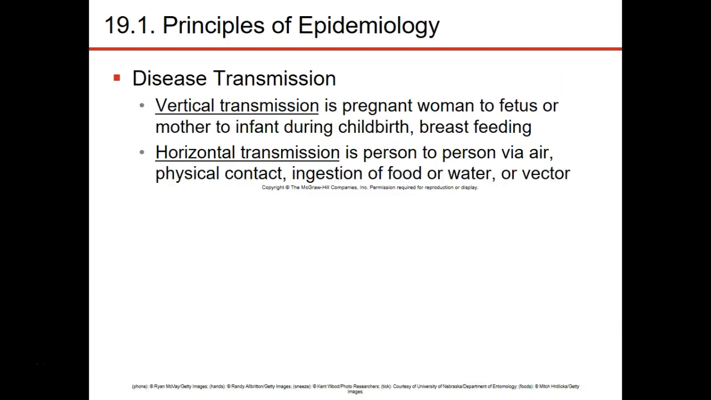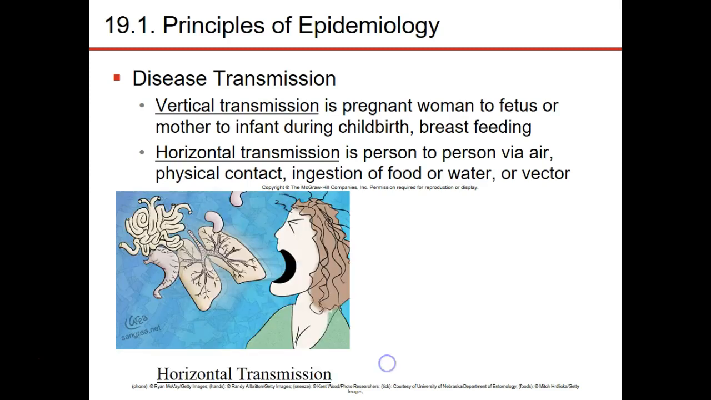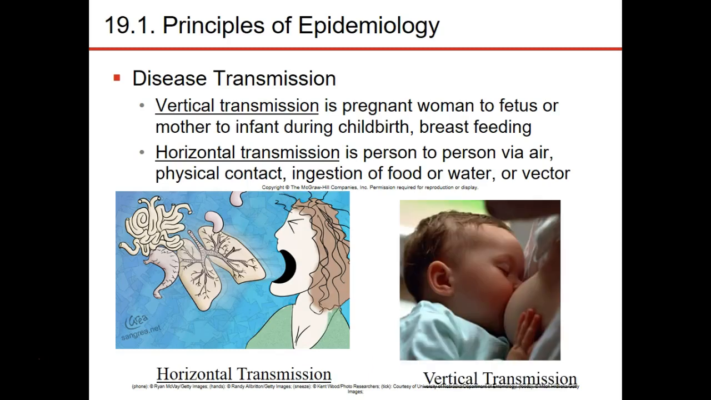We can transmit disease both vertically or horizontally. Vertically, we can transmit disease from mom to fetus, mom to infant via childbirth or breastfeeding. Horizontally, we can transfer person to person by physical contact, through water, food, vector, or through non-living materials. So here's horizontal transmission, coughing out a lung, vertical transmission, breastfeeding.